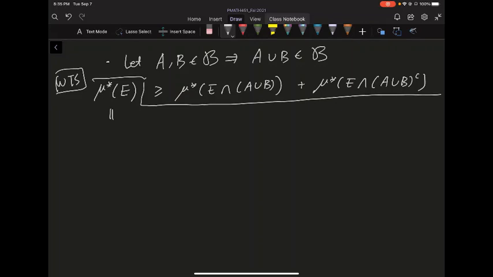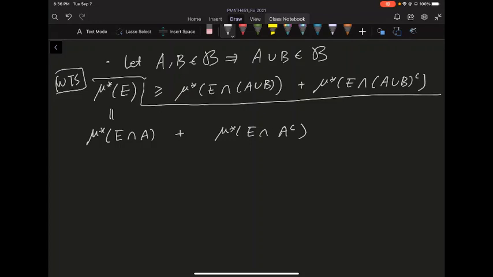Well, I will have to break it down, but I cannot use A union B directly. I don't know whether A union B is measurable yet, but I know A is mu star measurable. So let's break it using A first. So I know this is mu star of E intersect A, and I have a mu star of E intersect A complement. Now you use the fact that A is mu star measurable to break it into these two parts.